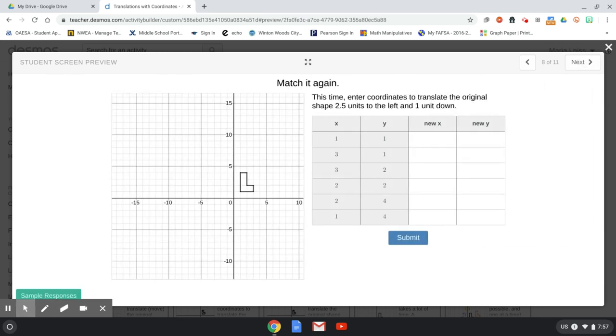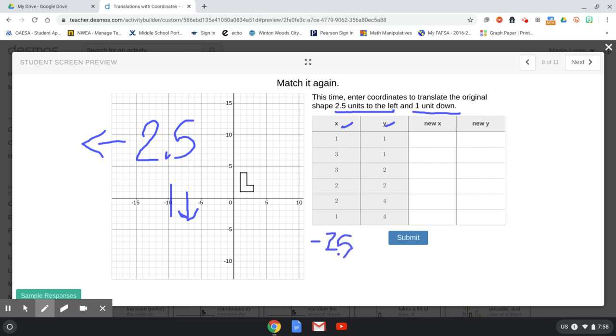All right. Same thing here, only this one, don't get freaked out. This one's going to have you going 2.5 to the left and 1 down. So that means this shape is going to go 2.5 this direction and 1 unit down. Well, remember, when I move to the left, that's the same thing as subtracting. When I move down, that's the same thing as subtracting. So each x number, you're going to subtract 2.5.